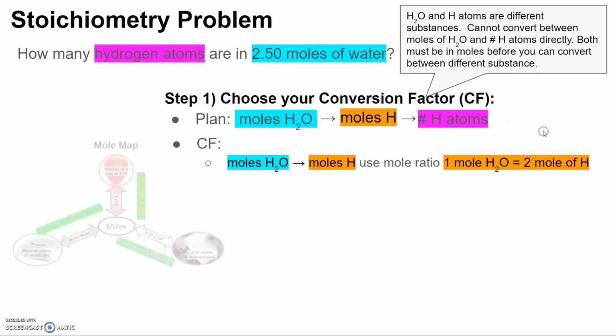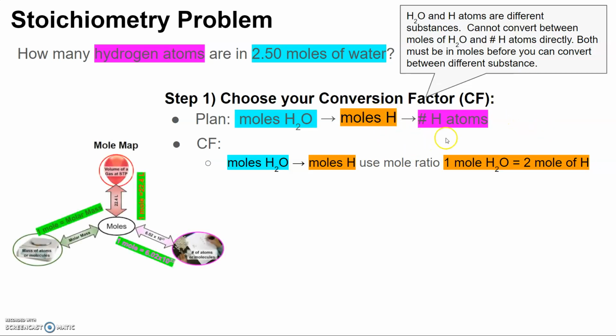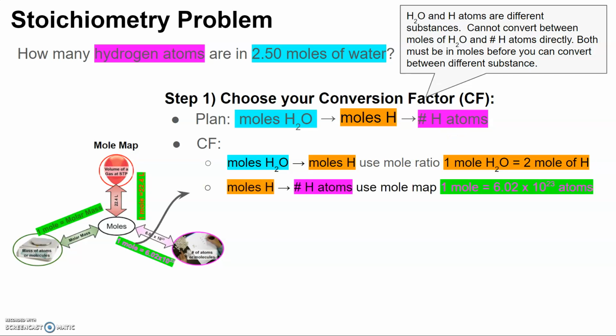Now, once we've done that, we can do that last conversion, which is to go from moles of hydrogen to number of hydrogen atoms. And for that, we would actually use the mole map. That's actually a simple mole map problem because we're going from moles of a substance to a different amount of that same substance. We're not changing things here. We're still dealing with hydrogen atoms. And so in that case, the part of the mole map we'll be dealing with is the Avogadro's number part. 1 mole is equal to 6.02 times 10 to the 23.